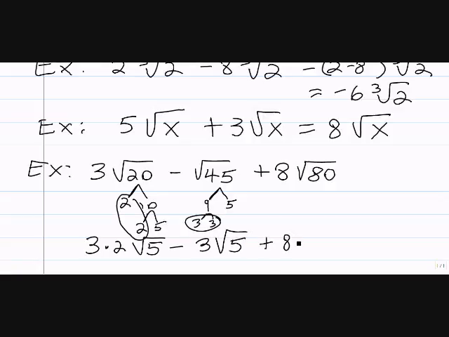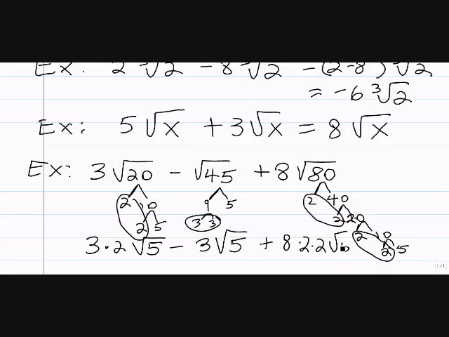Plus 8 times 80 is 2 times 40. 40 is 2 times 20. 20 is 2 times 10. 10 is 2 times 5. Pull out that pair of 2, that pair of 2. So 8 times 2 times 2, and I got a 5 left over times the square root of 5. Oh, now they can be combined.